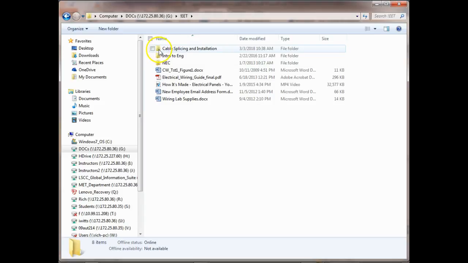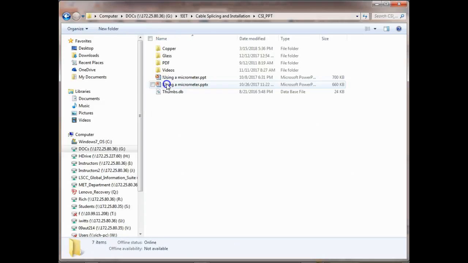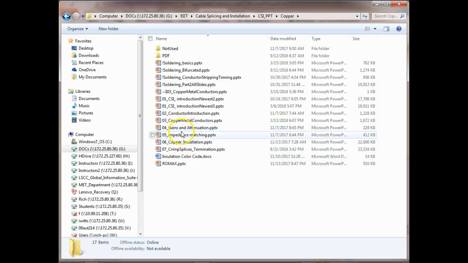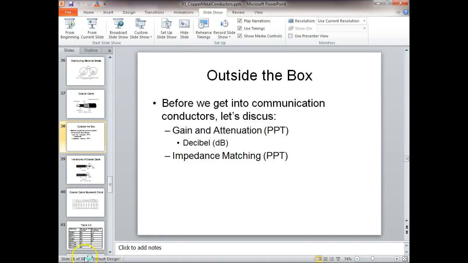First of all, to understand communication cables, we have to understand something called impedance matching, or the characteristic impedance of a cable. And then we'll come back to this, if I can get it to load.